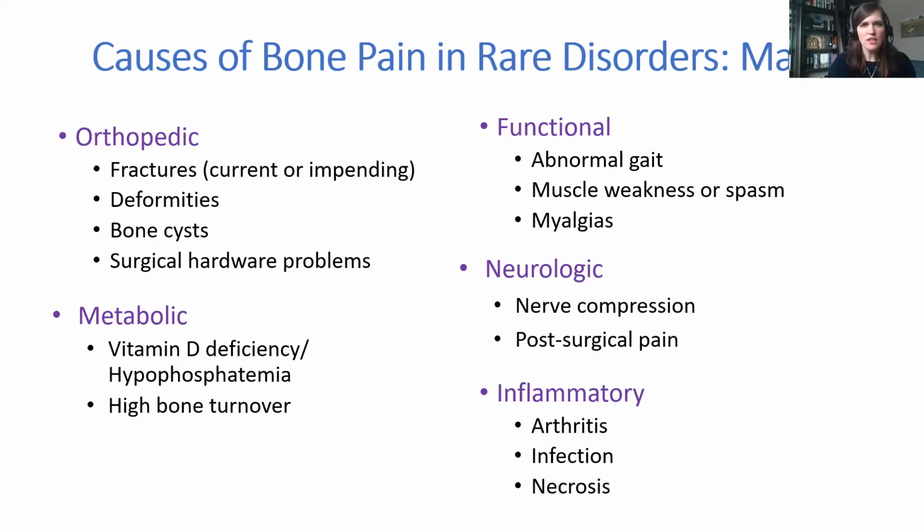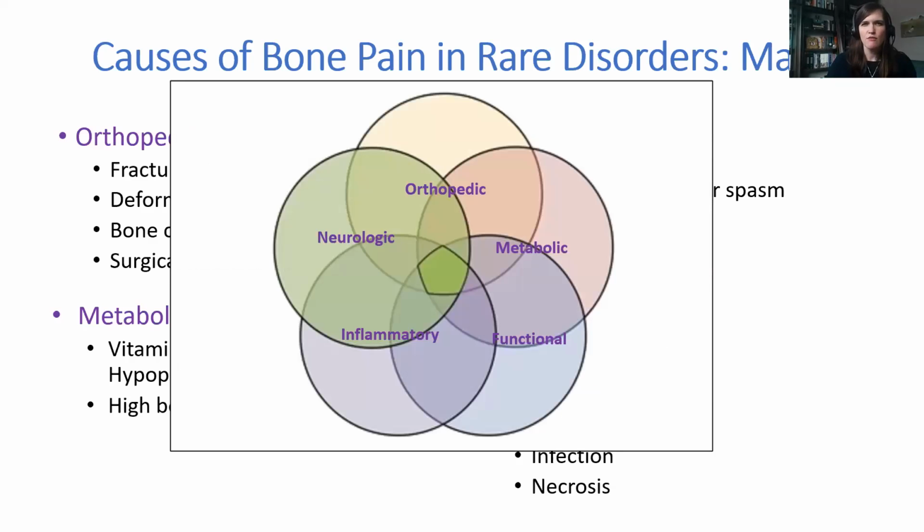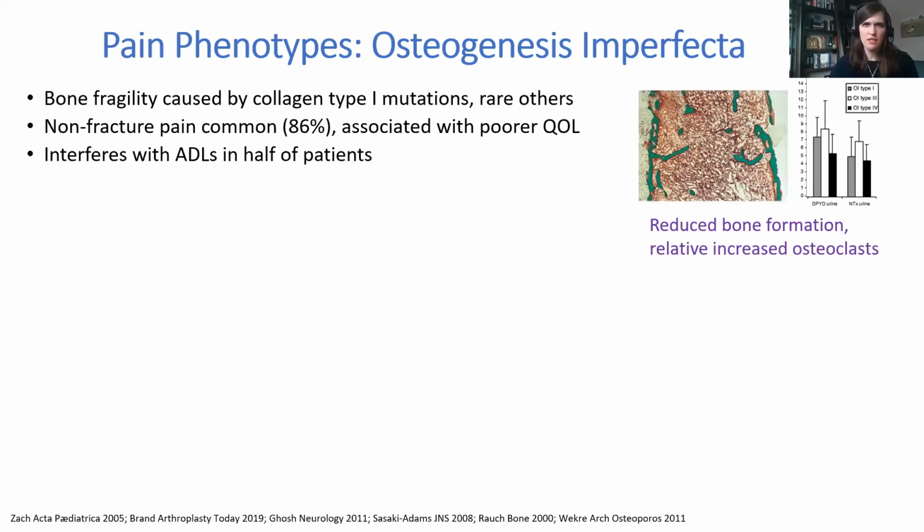And while this may look like a neat laundry list of causes that we can tick off, the reality is usually much more complex. So pain in most patients with rare bone disorders is multifactorial, and these different causes of pain can actually interrelate to each other and lead to more pain. So it's a complex clinical picture. And just to illustrate this complexity, I thought it might be helpful to go through a few of the conditions that we commonly see in the pediatric bone clinic to look at the different causes of pain.